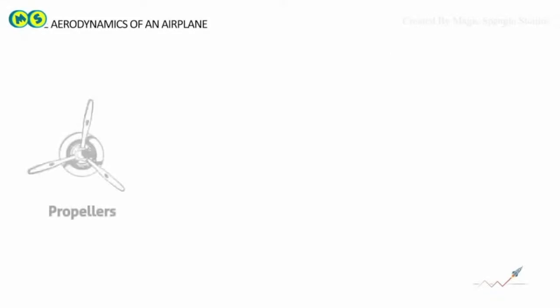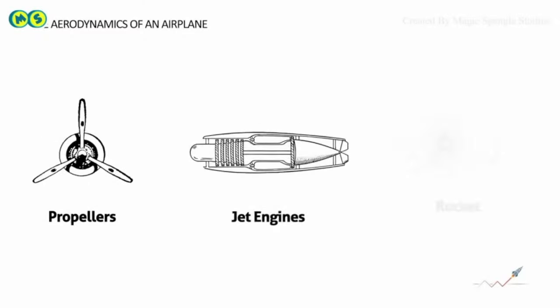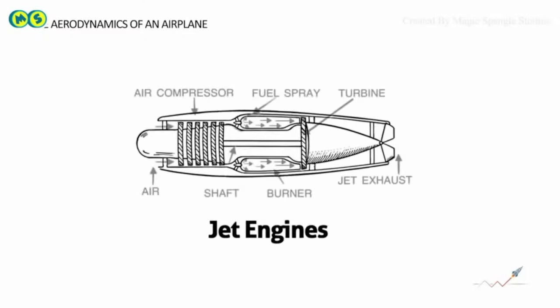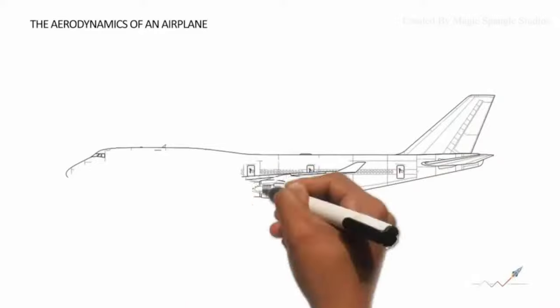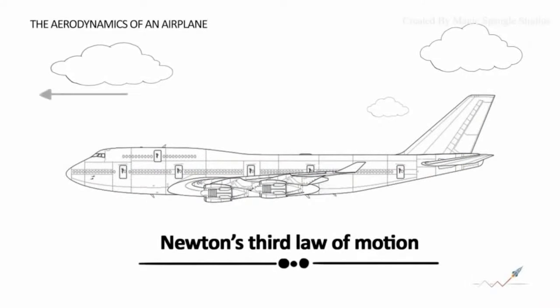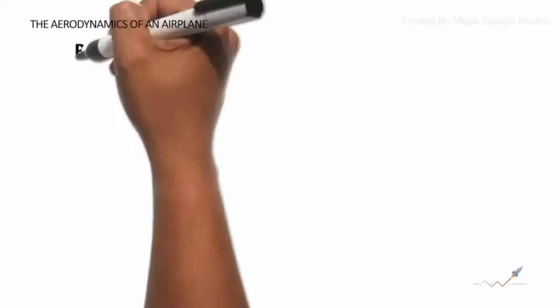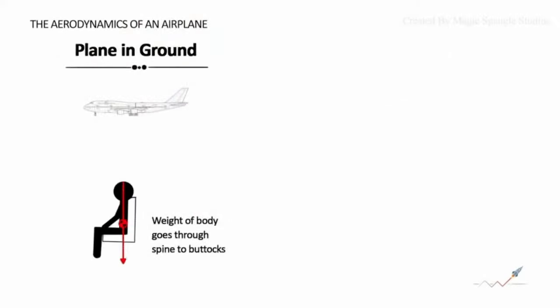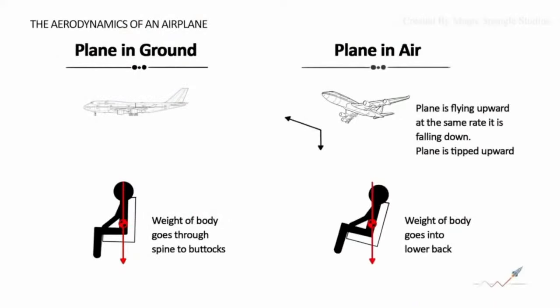Thrust is generated by propellers, jet engines, or rockets. The compressor inside the jet engine takes the air and compresses it, and after processing from the combustion chamber and turbine, the gas is blown out through the exhaust nozzle. Here, Newton's third law of motion is applied, where the gas is pushed backward and the engine is pushed forward. Weight is the airplane body, passenger, and luggage weight in total.